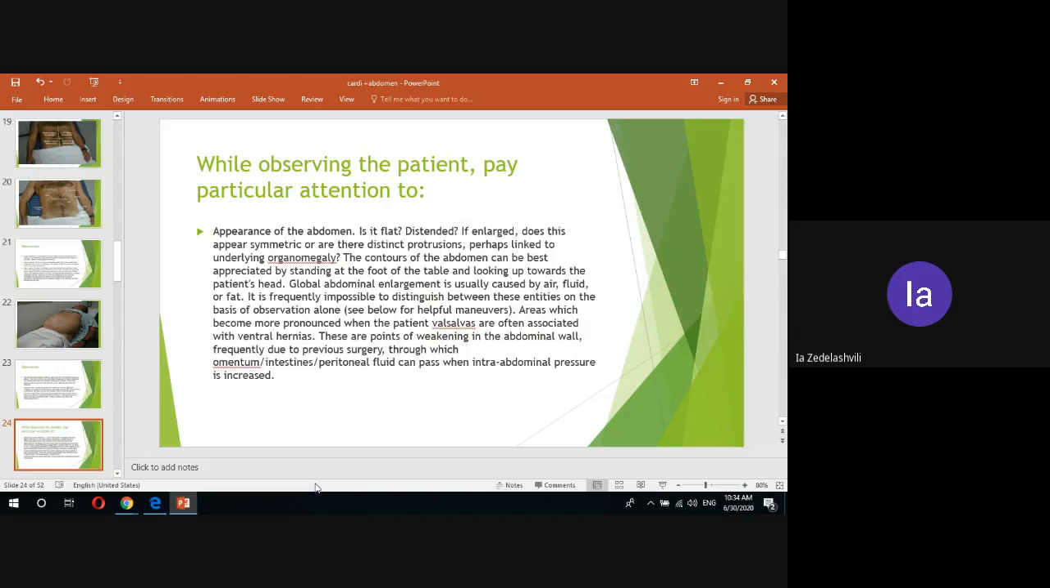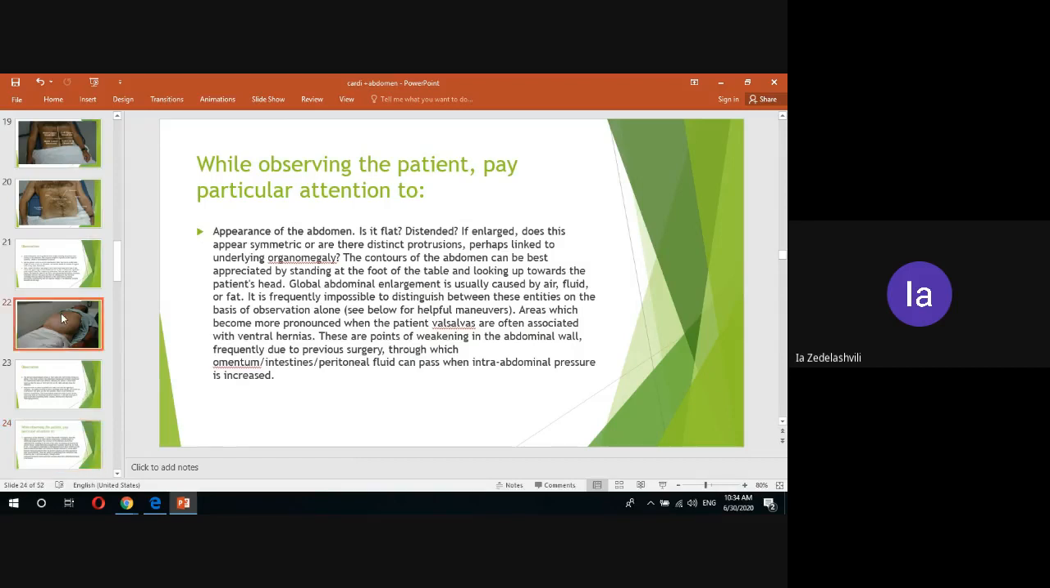Areas which become more pronounced when the patient does a Valsalva are often associated with ventral hernias. I will show you how the Valsalva maneuver is done. It's very interesting, my dear. These are points of weakening in the abdominal wall, frequently due to previous surgeries, through which omentum, the covering of the inner organs, my dear, intestines, and peritoneal fluid can pass when intra-abdominal pressure increases.